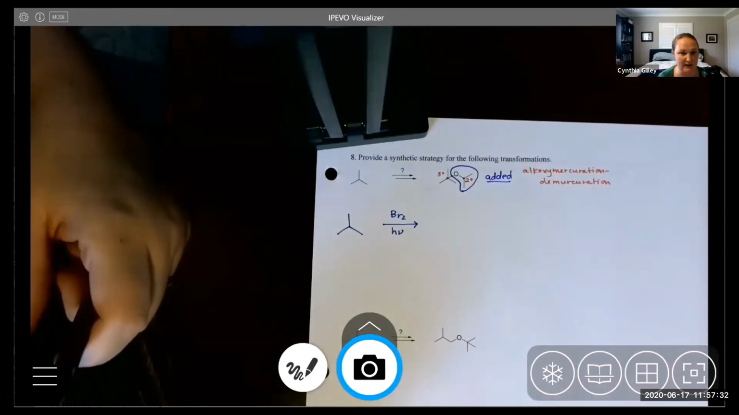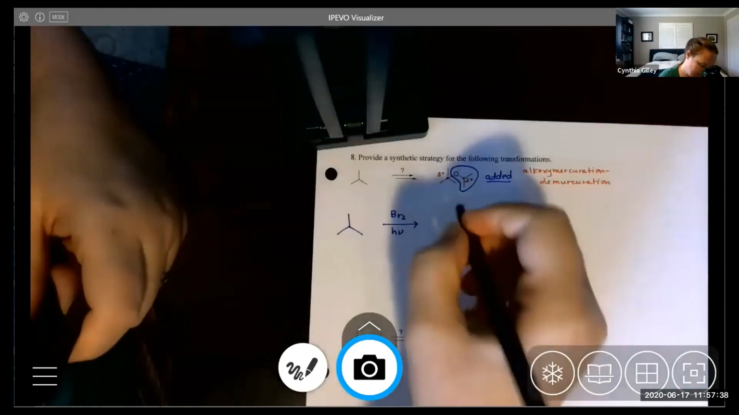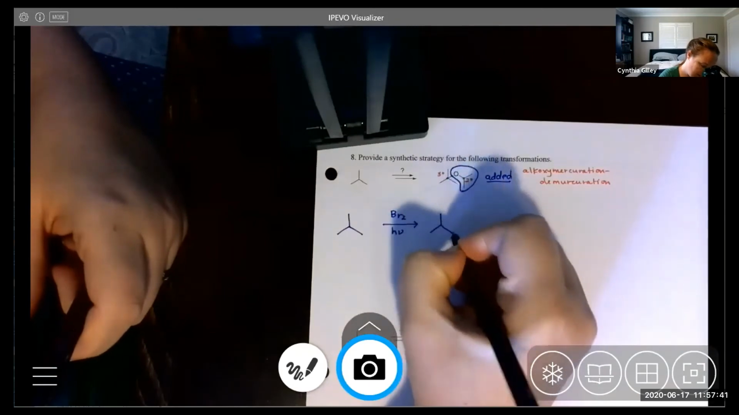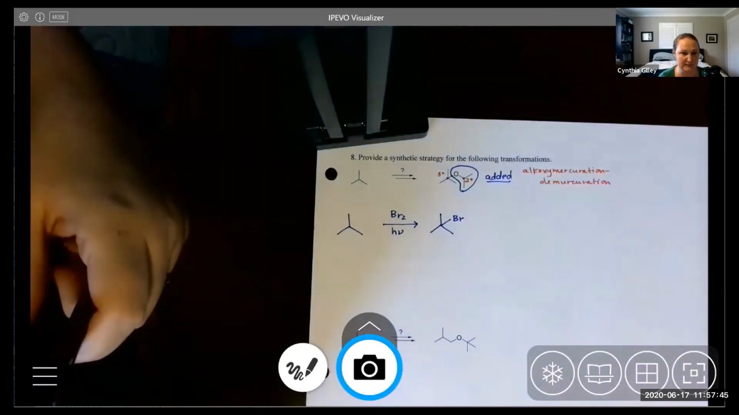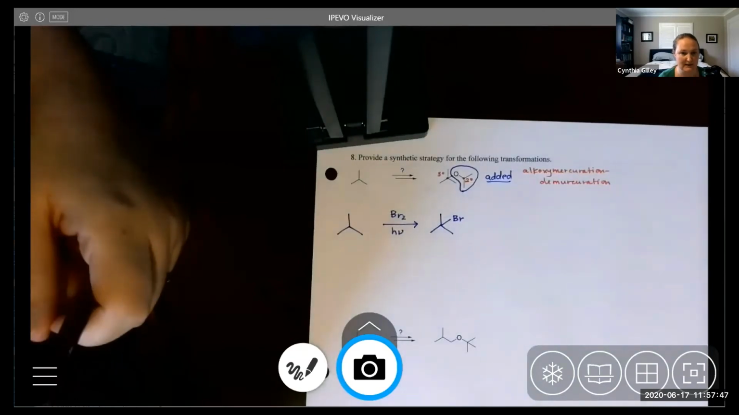Alkanes are very unreactive, like ethers, so they don't do anything except for radical reactions. So now my bromine will end up in the more substituted position. So that's how this works.